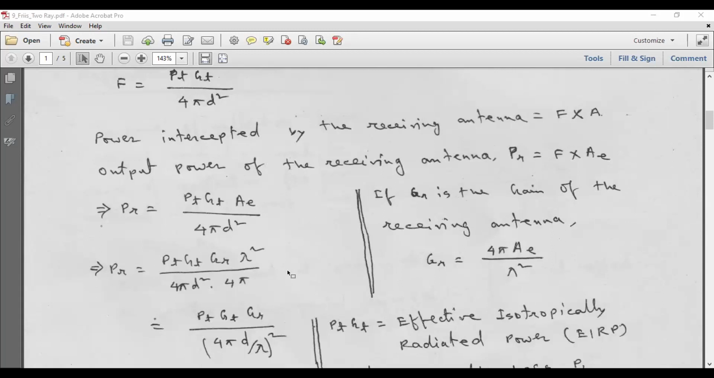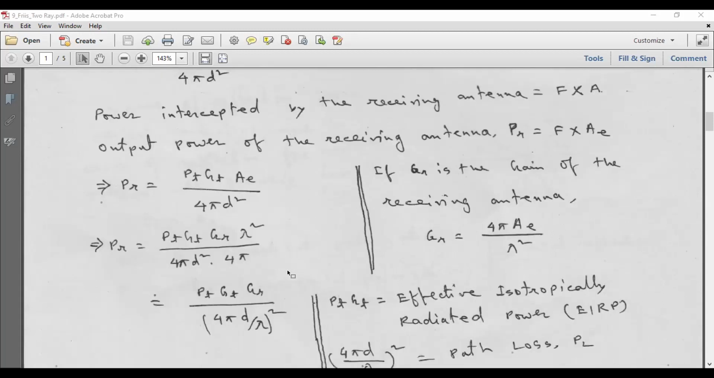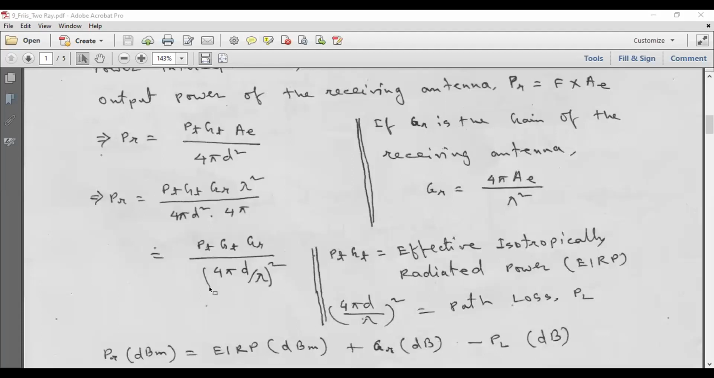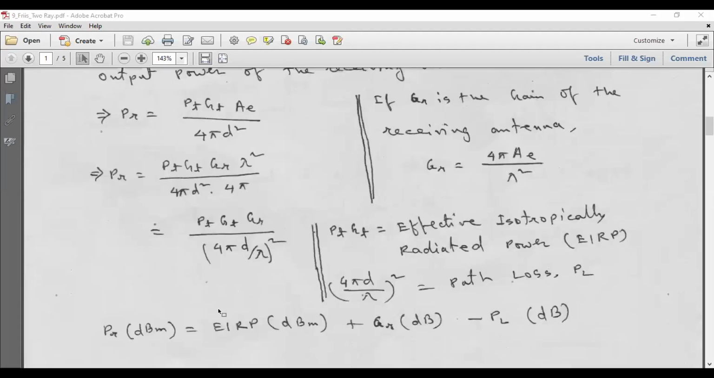Right. So since AE is related to directivity, there is a relationship between the directivity or gain, like this. We presented it without any proof in our entire discussion. So we can use an expression here. We'll replace AE by GR lambda squared by 4 pi, and that gives us, after rearranging, this expression.